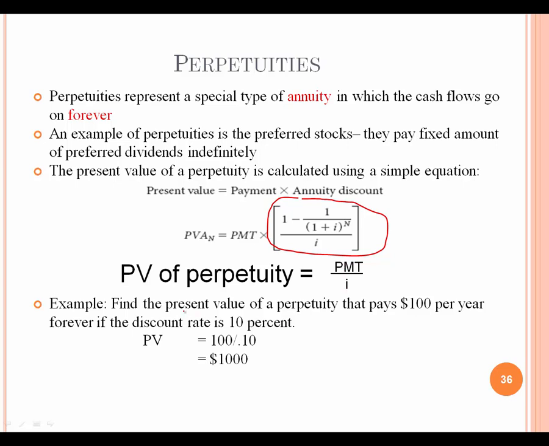So if we want to find the present value of a perpetuity that pays $100 per year forever, year after year, and the discount rate, or the interest rate, is 10%, we use 100 divided by 10%. So the present value of this whole infinite annuity, or the perpetuity, is simply $1,000.